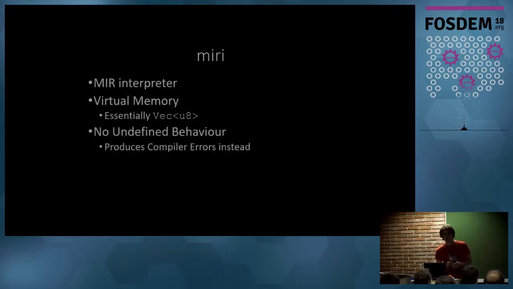So Miri is a MIR interpreter. So you can execute all the code. It has no undefined behavior. You can do pointer arithmetic. You can do whatever you want. And if you try to do undefined behavior, the compiler will simply tell you, well, you tried to do undefined behavior here. Please don't do that. So it will give you an error message that looks like a Rust compiler error message. It just tells you, at this line of code, you're doing undefined behavior. Just stop and try again.